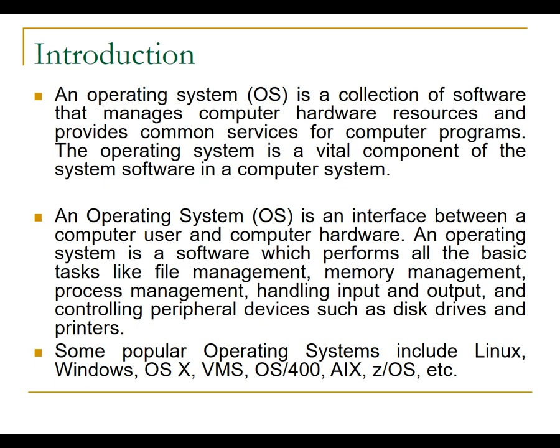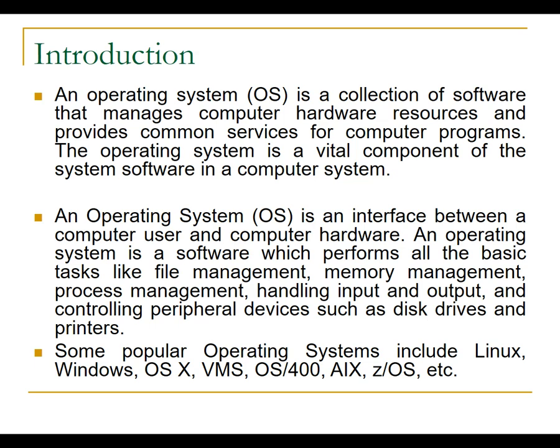First, we should clear the definition of operating system. That means, what is an operating system? As you can see on the screen, an operating system is a collection of software that manages the computer hardware resources and provides a common service for computer programs. The operating system is a vital component of the system software in a computer system. Yes, the operating system is the heart of the computer system which we are using.